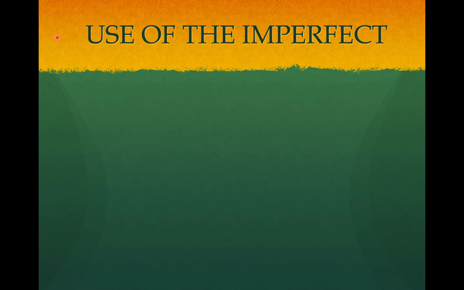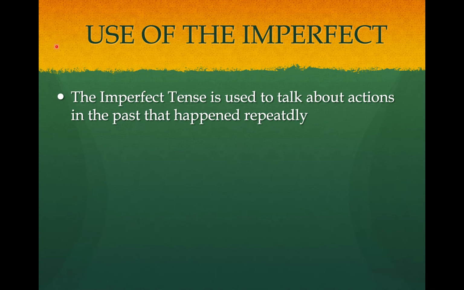The imperfect tense is the second tense we are learning to talk about the past. The first tense we learned was the pretérito. Now, the imperfect tense is used to talk about actions in the past that happen repeatedly, often, habitually. For example, when I was a kid, I used to go to the park every Saturday.